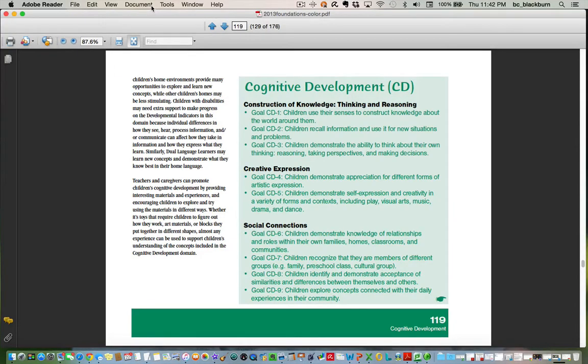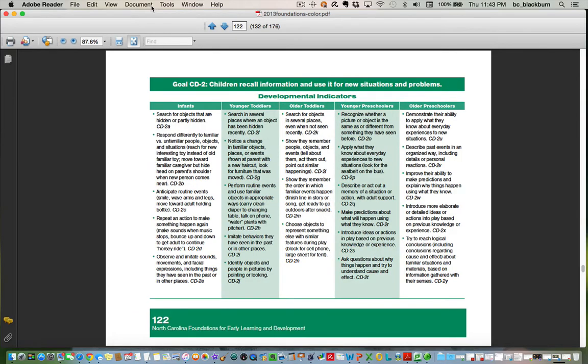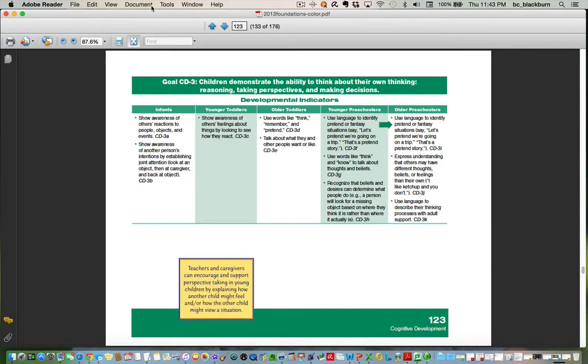Welcome back. And now that you've read the article on math and play, let's return to our foundations book and look at pages 121, 122, and 123, where you will see the specific developmental indicators for each goal listed for the first subdomain, construction of knowledge, thinking and reasoning. Also take note of anything you see in the yellow box, as you will notice on page 123 how important it is for teachers and caregivers to encourage and support perspective taking in young children.